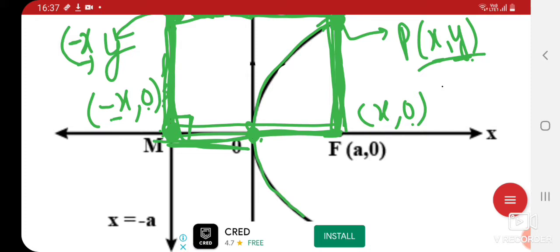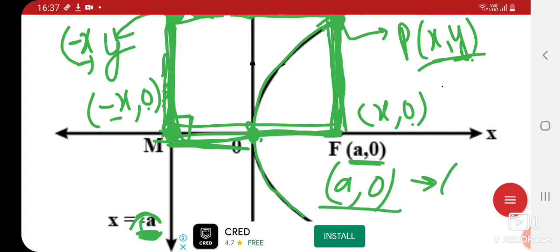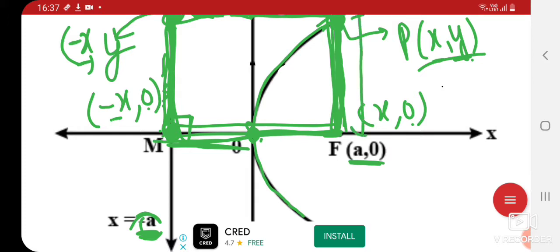Because we know that this equation is x equal to minus a. That minus a is simply x, right? Is that right? That minus a is simply x, because I have said that this is (a, 0) and this (a, 0) is equal to (x, 0). That means this a is equal to this x. Now, as this is (-a, y) and this is (x, y), I have told you that the distance between this point and this point is equal to double the distance between this point and this point.